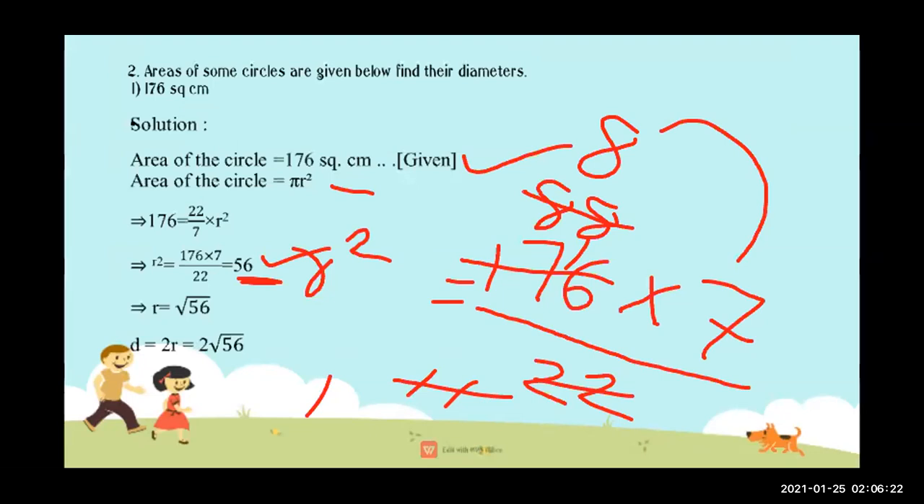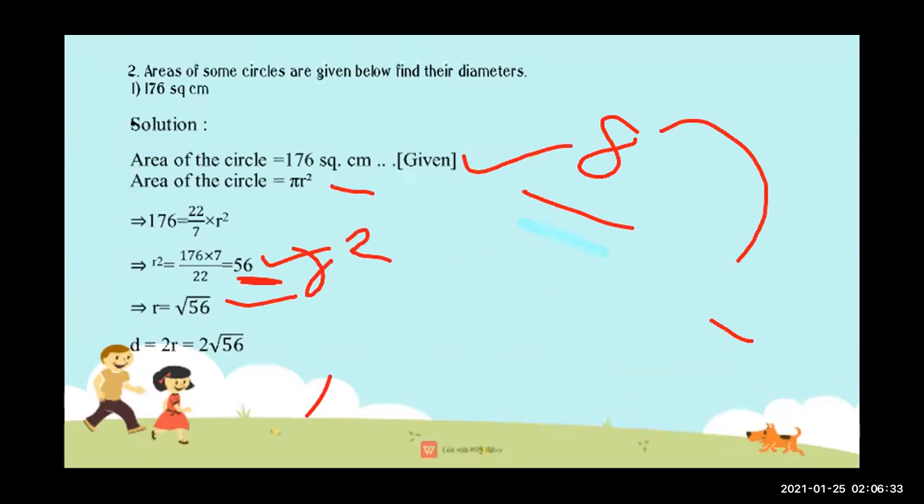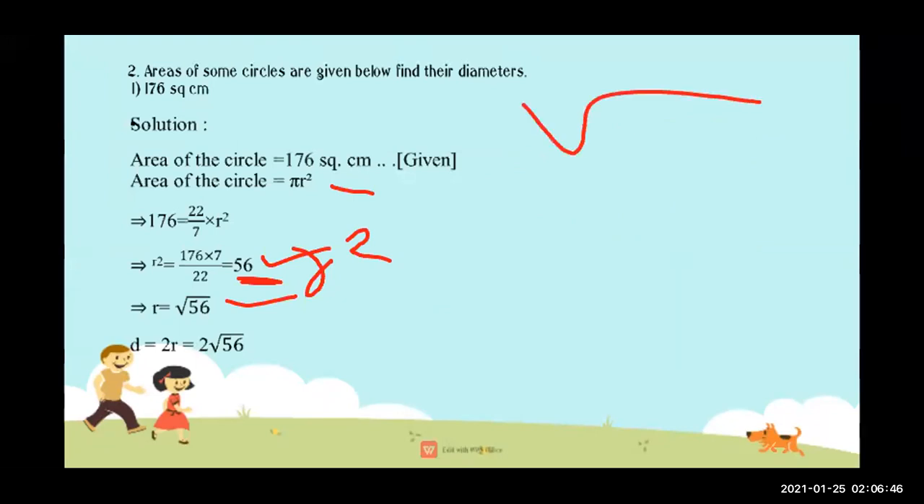So we will write r equal to square root of 56, because it is not a square of any single number. So that will remain as it is. That becomes r equal to square root of 56. See, this is the symbol of square root of 56.